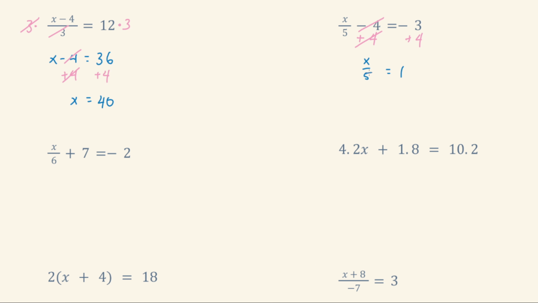Now, to undo this division by 5, I have to multiply by 5. I also have to multiply by 5 on the other side, so that these two go away, and I'm just left with x is equal to 1 times 5, which is 5.